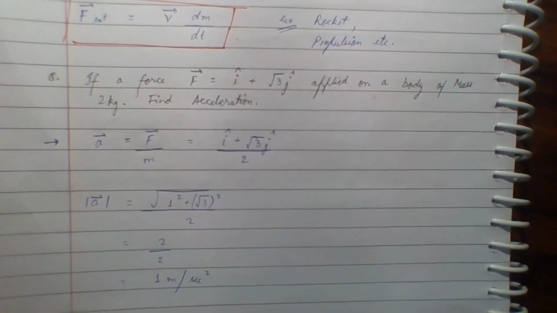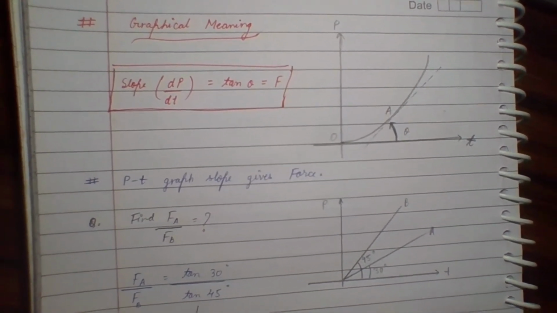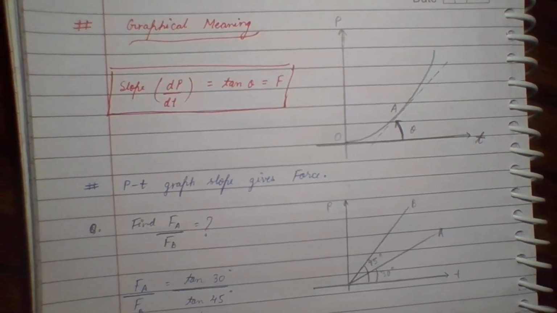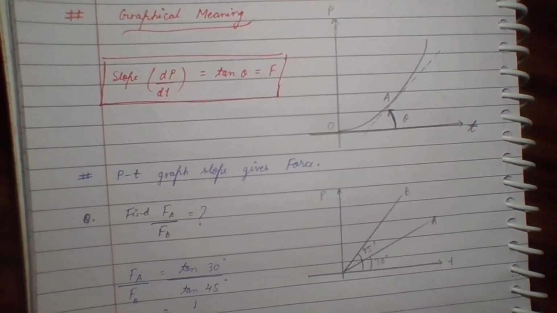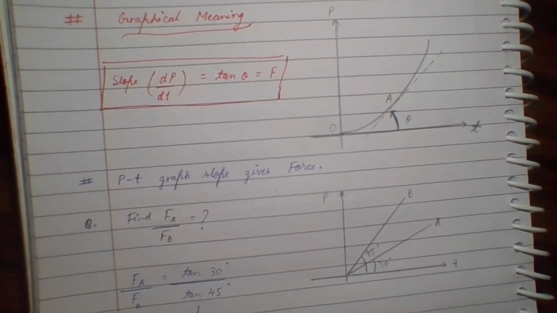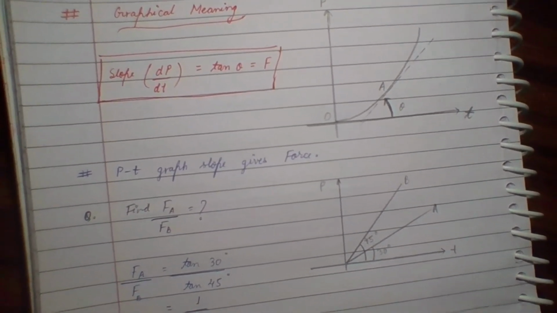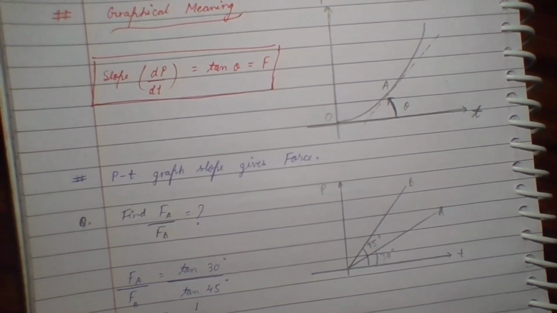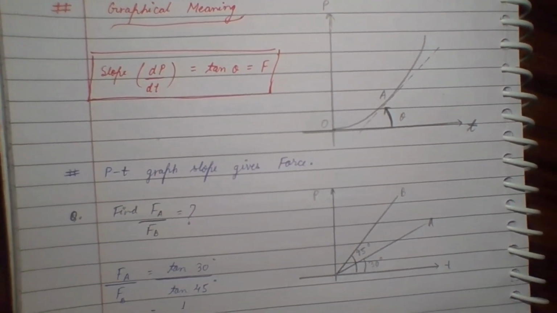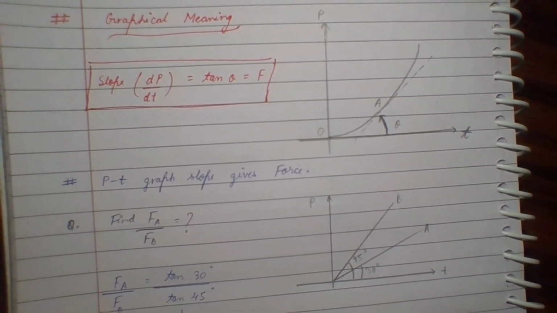Now let us understand the graphical meaning of this. We know that slope represents tan theta, and here the slope represents force. So dp by dt, where p is momentum, is equal to tan theta, which is equal to force. So for a p-t graph, whenever you see a graph of momentum and time, the slope of the graph will give us force.